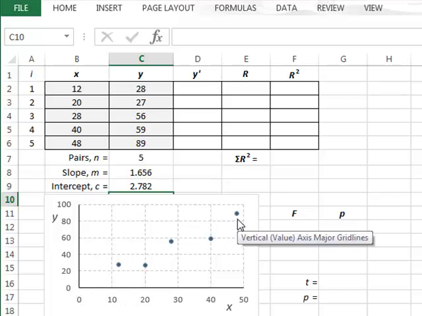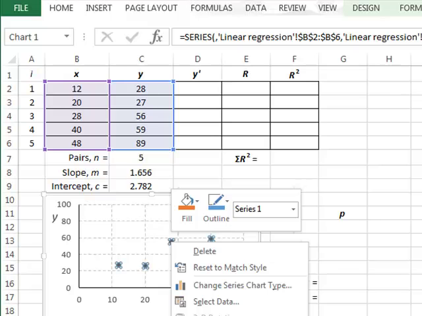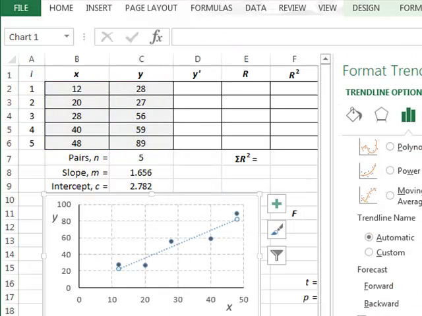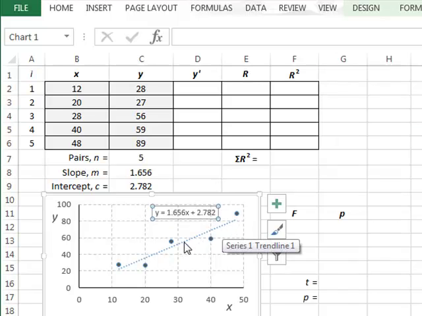So our best fit straight line has a slope of 1.656 and an intercept of 2.782, and we can plot this on our graph by selecting to add the trend line, and we will display the equation on the chart so we can see our best fit straight line with the equation y equals 1.656x for the slope plus 2.782 for the intercept.